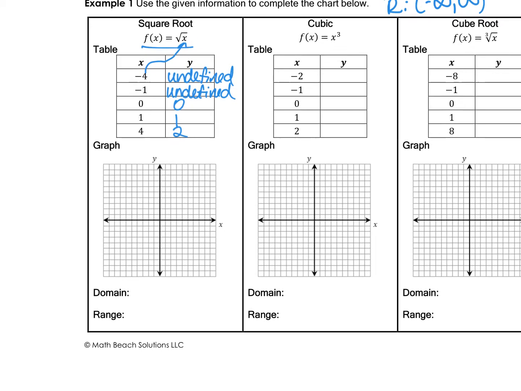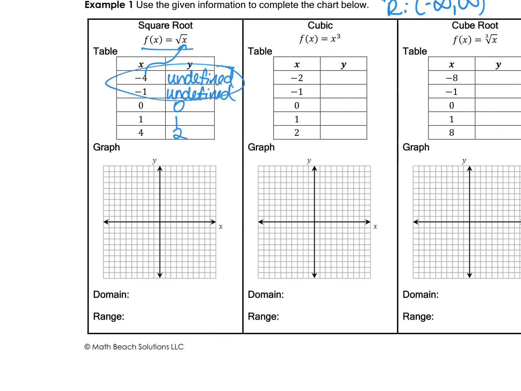So I'm going to plot those points. When it's undefined, that means there's not a point. When x is -4, there's not a y value, so we won't be plotting those. Okay, so let's plot 0, 0. That means it stops because at -1 it's undefined. 1, 1, and 4, 2. And remember we said on the square root it keeps going.